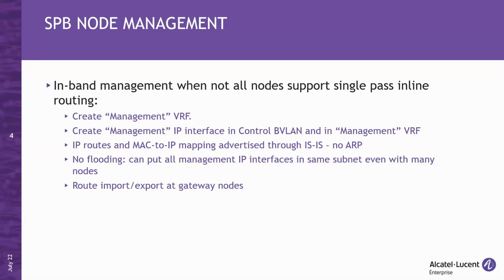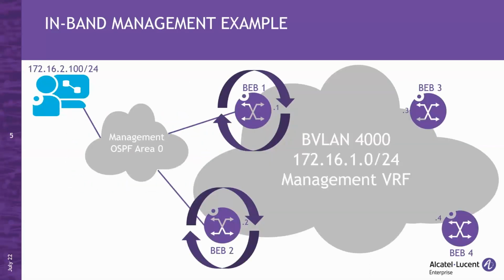Since there is no broadcast in the backbone VLAN, you can create one large management subnet and put all SPB management IP interfaces in the same subnet. There is also a specific SPB management protocol, and you can import, export and redistribute between this protocol and the protocol that you use in the external legacy management network. Let me illustrate that with an example.